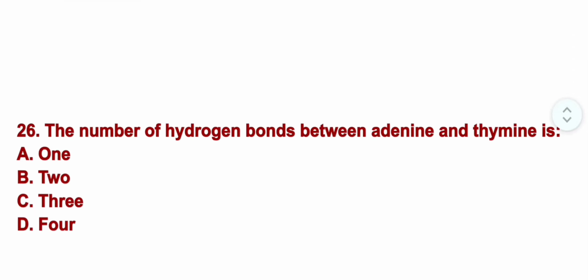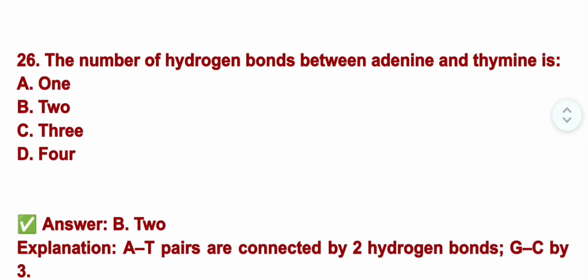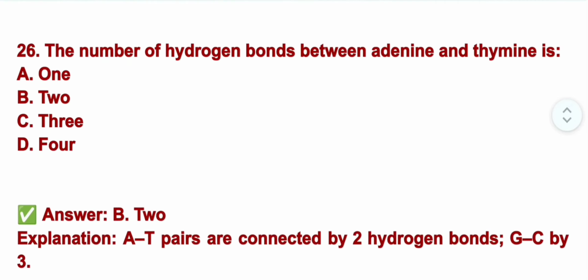Question number 26. The number of hydrogen bonds between adenine and thymine is? The correct option is option B. 2. Adenine and thymine pairs are connected by 2 hydrogen bonds, and guanine and cytosine by 3 hydrogen bonds.